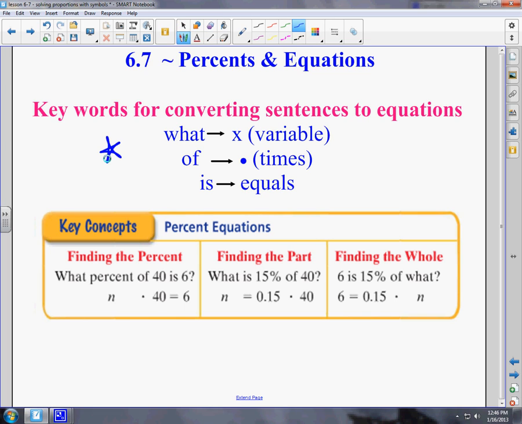Whenever you see the word what, you're going to replace it with a variable. I just put X. You can put any letter you want. Whenever you see of, that means multiplication or times. And then is means equals. If you remember from 6.6, there's three different types of equations that we can make: finding the percent, finding the part, and finding the whole. And I'll show you how to do each one.